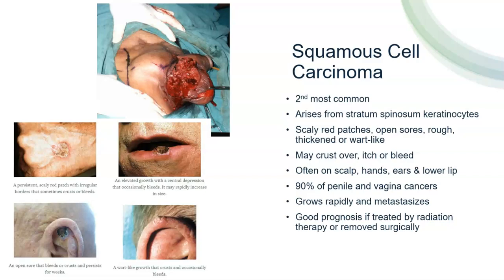Now, these include about 90% of cancers of the penis and vagina. If you do find these quickly and have them removed with radiation therapy or surgically removed, the prognosis typically is good for a full recovery.